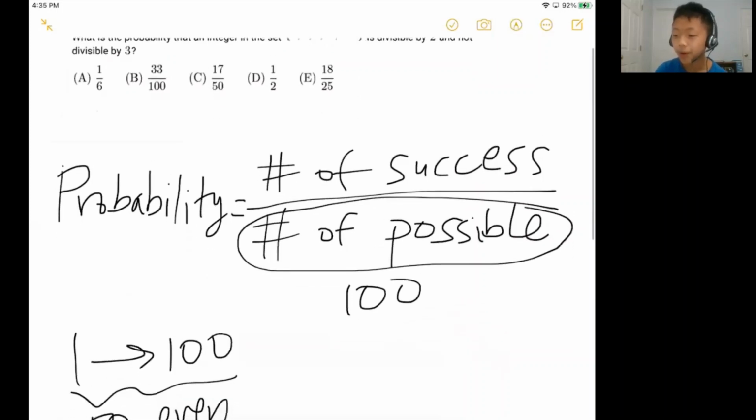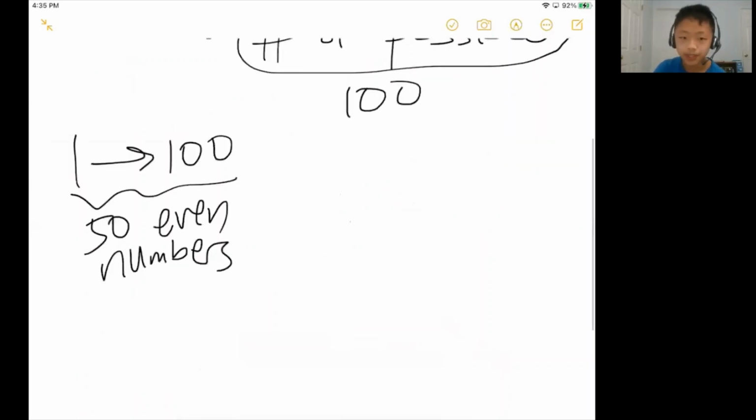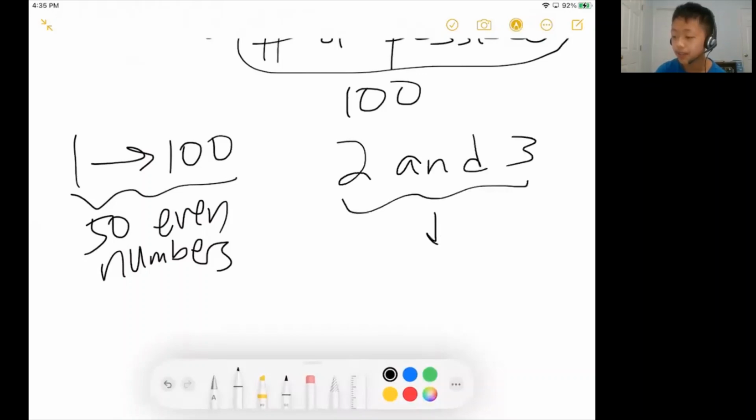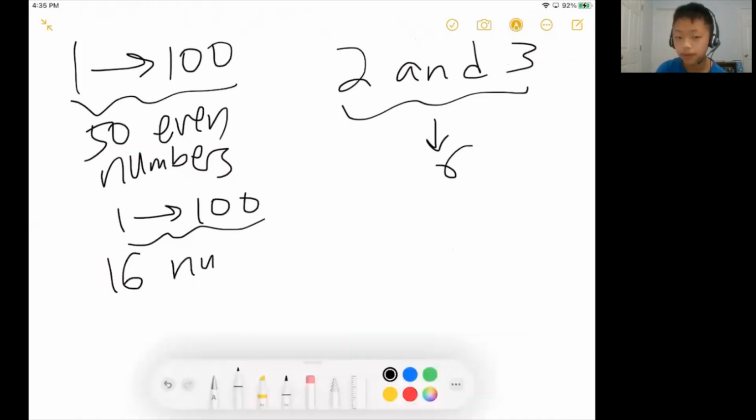But we also have to subtract out the numbers that are also divisible by 3. Out of these 50 even numbers, we need to subtract out the ones that are also divisible by 3. If a number is divisible by 2 and 3, then that tells us the number is divisible by 6, right? So from 1 to 100, you can do 100 divided by 6, and you find that there are going to be 16 numbers that are multiples of 6.